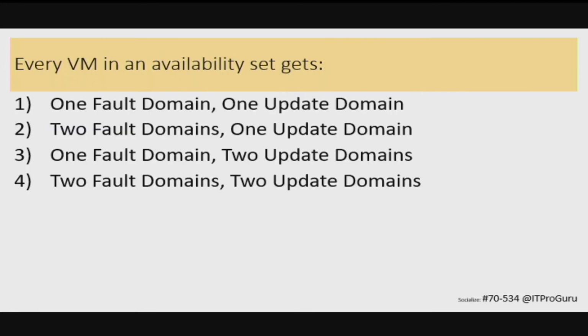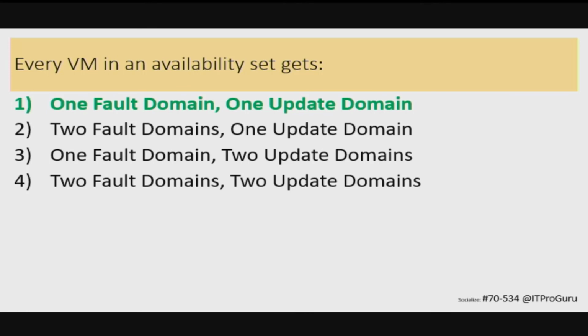Every VM in an availability set gets one fault domain and 1 update domain. So that everyone really gets this, because if there's one thing you leave with, you have to understand this. Say I have fault domain 1 and fault domain 2 and update domain 1 and update domain 2, and my first VM goes into this availability set up here.